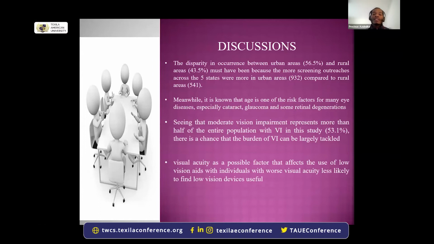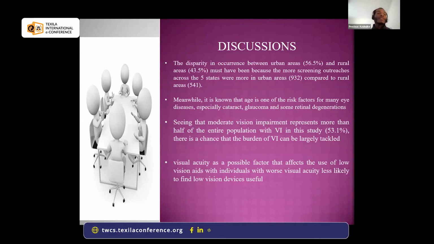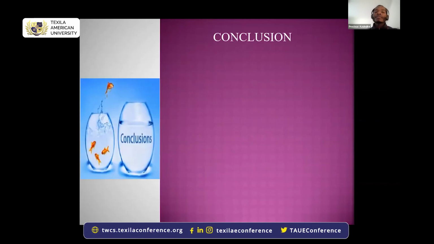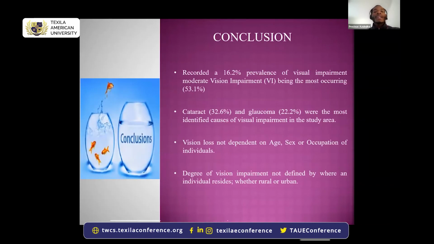So visual acuity is a possible factor that affects the use of vision aids, with individuals who had worse visual acuity being less likely to find low vision devices useful. We asked the question, would you want to use visual aids? So we found out that individuals with worse visual acuity were still less likely to find low vision devices useful. As a conclusion, just highlights from the study.